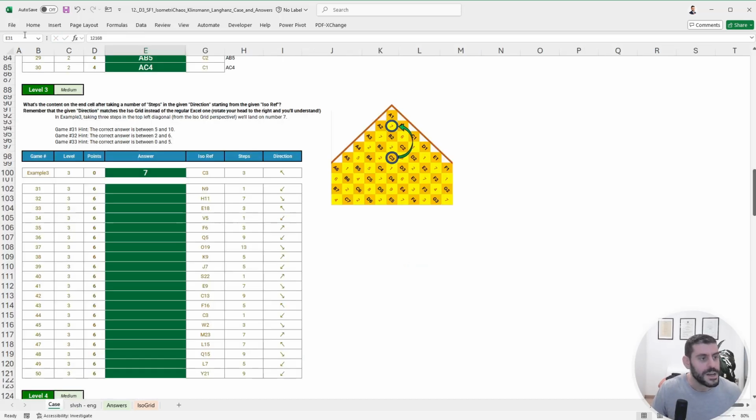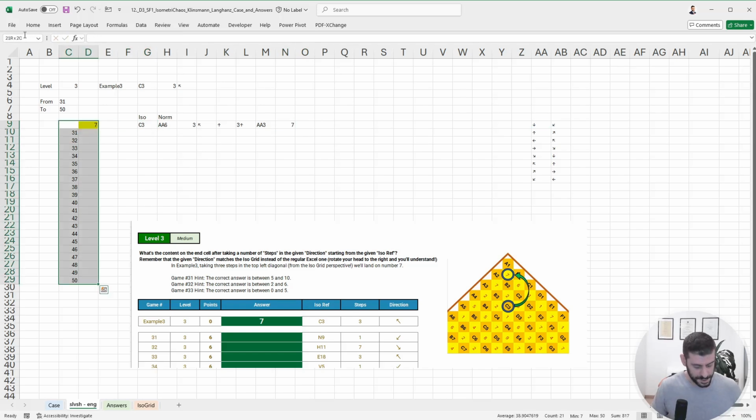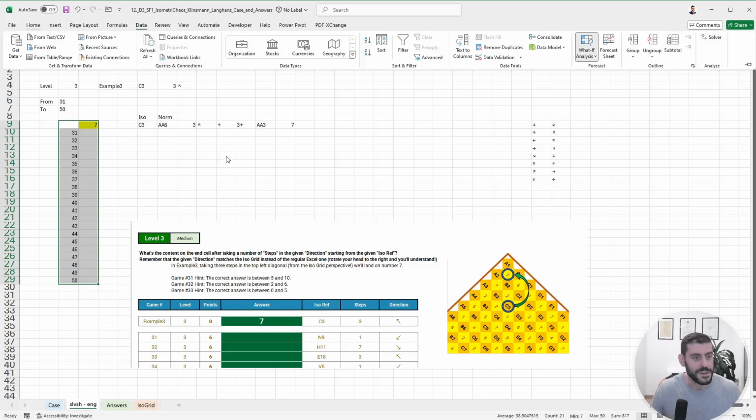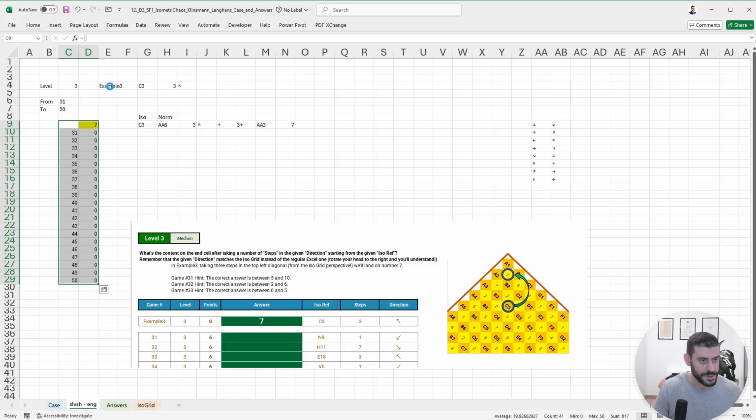And then you are asked the cell content. So this is a simple INDIRECT. The sheet name is isogrid, and this, and 7 is matching the example, I think. Yeah. And so this is it, and I got this clearly right during the competition. Running the data table.